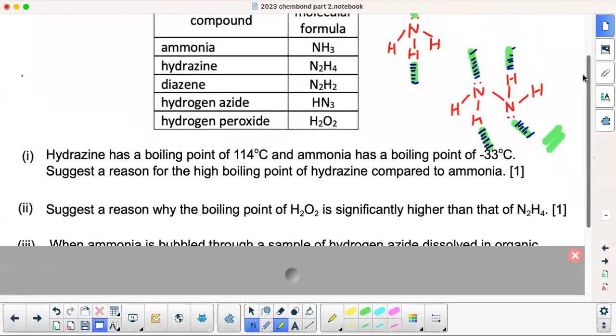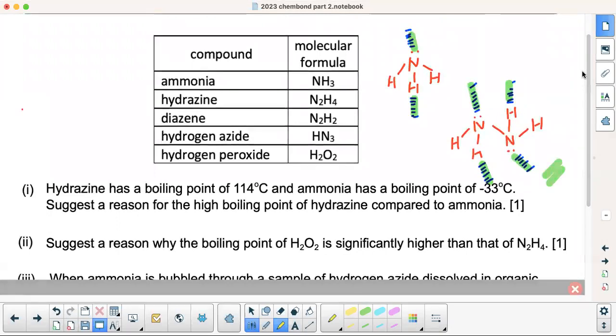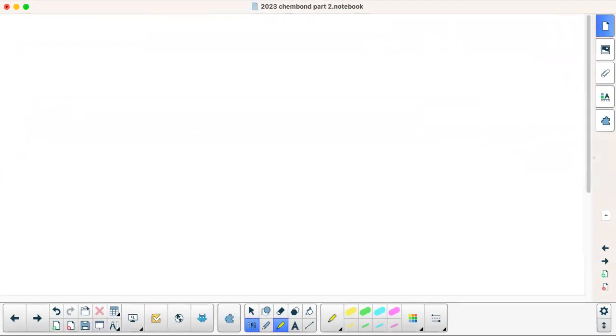Actually, another reason you can also give, since this is suggest a reason, is that all molecules have instantaneous dipole-induced dipole interactions, right? And that depends on the number of electrons. So this molecule has more electrons, so even the instantaneous dipole-induced dipole for this one should be stronger. That's another reason, but they only want one reason. So I just take the hydrogen bond as the more important reason.